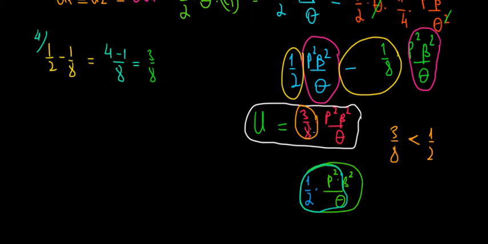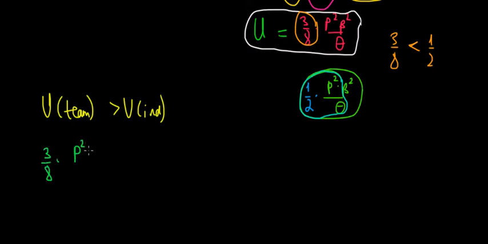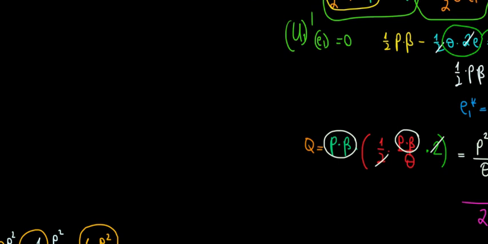And one last thing is to compare this utility of working as a team in this fashion where they share the output only relative to the utility of working individually, to see what team effect they need to accept to work as a team. So we're going to compare this utility level, which is 3/8 times all that. The utility of a team now must be greater than the utility of working individually. So the utility of working as a team is at this moment 3/8 times p square beta square divided by theta, and the utility individually is what we found in the beginning of the question, somewhere over here. Just a second.